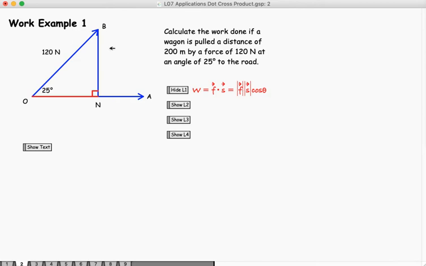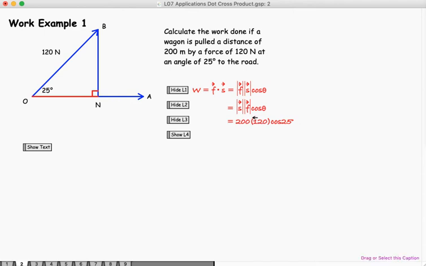Well, the magnitude of the force is 120 newtons. The displacement vector has a magnitude of 200, and the angle between the two is 25. I've just switched it the other way around just so that you could see those two going together. It's not necessary to do that. So that's going to give us 200, and again, in physics you probably do it more like this. This is the displacement, and this is the component of the force in the direction of the displacement. So 120 times cos 25 is the component of the force in the direction of displacement.